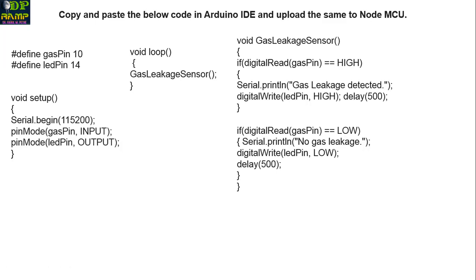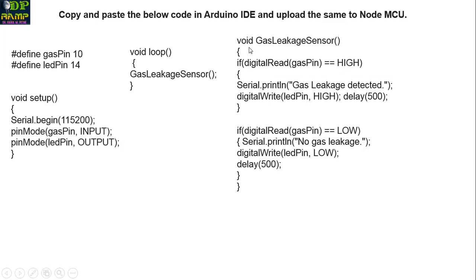At that time Serial.print will print on the serial monitor, with the baud rate of 115200, no gas leakage is detected. So with digital write, the LED will become low for that particular period when the gas is not detected. The LED works as an output, so it is indicated with a digital write, and it will stay for up to half a second. So this is the open brace of this if statement, and it will close here. This is the open brace of this if statement, and it will close here.